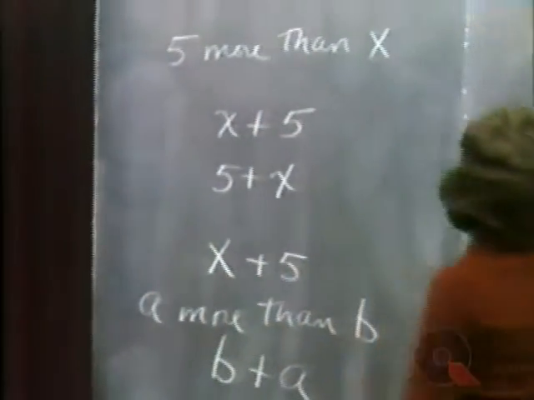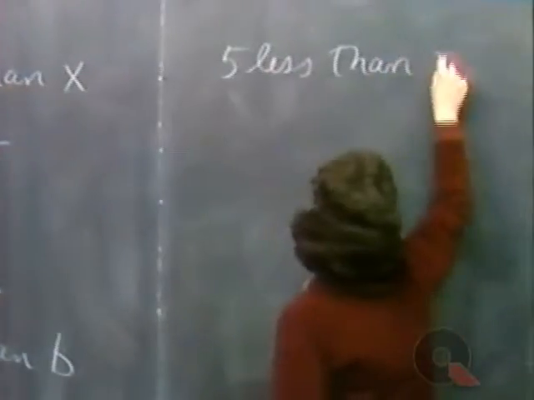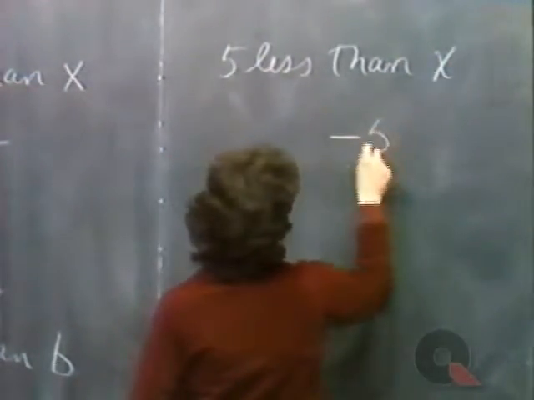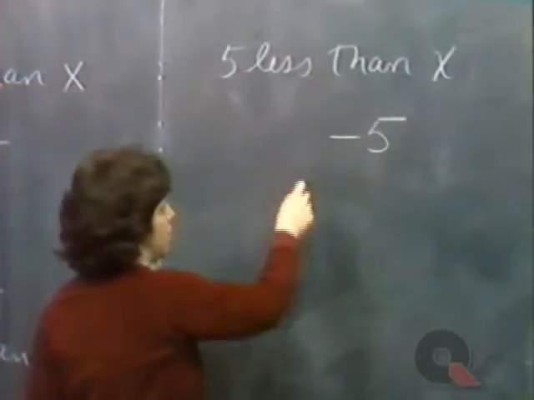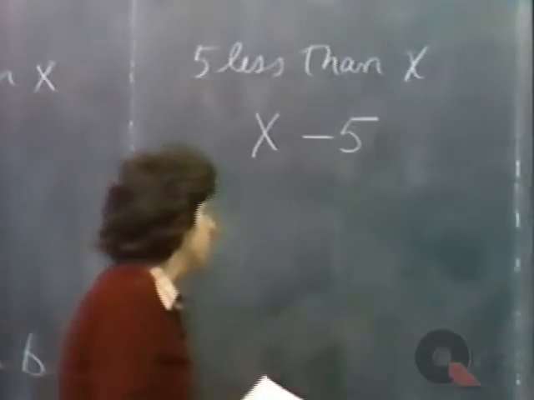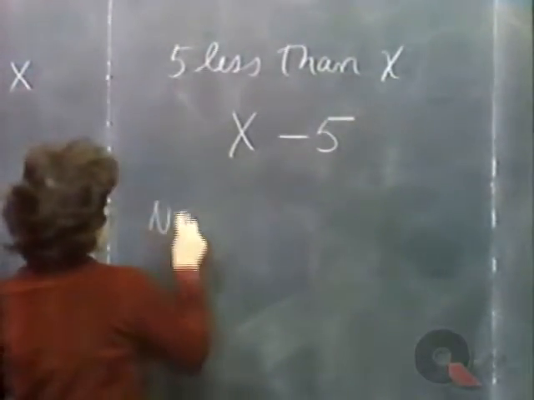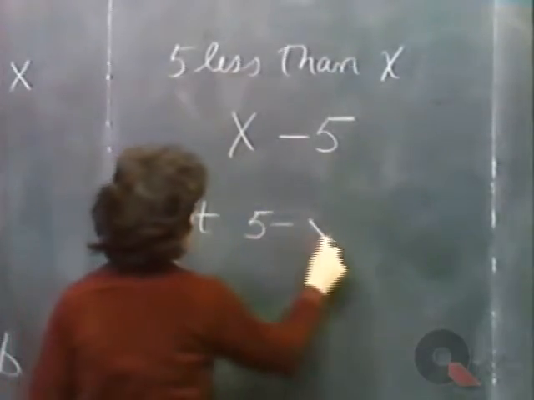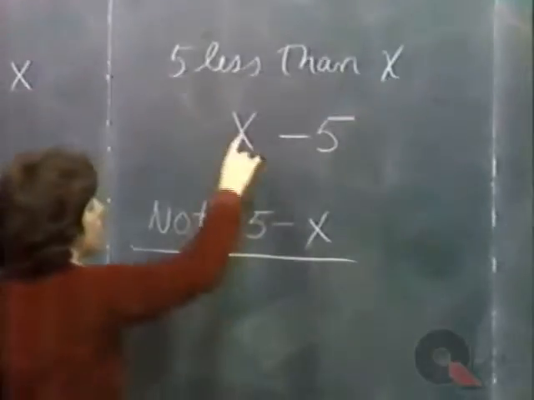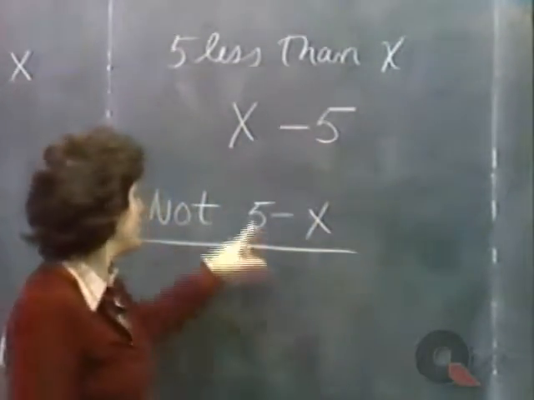Okay, 5 less than x. That means 5 less than something. 5 less than x is x minus 5. Here it would be incorrect to write 5 minus x. Here you don't have a choice. 5 less than x is x minus 5.